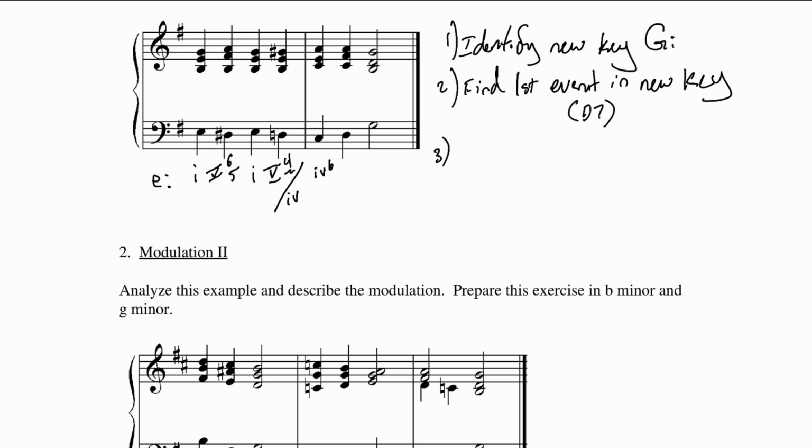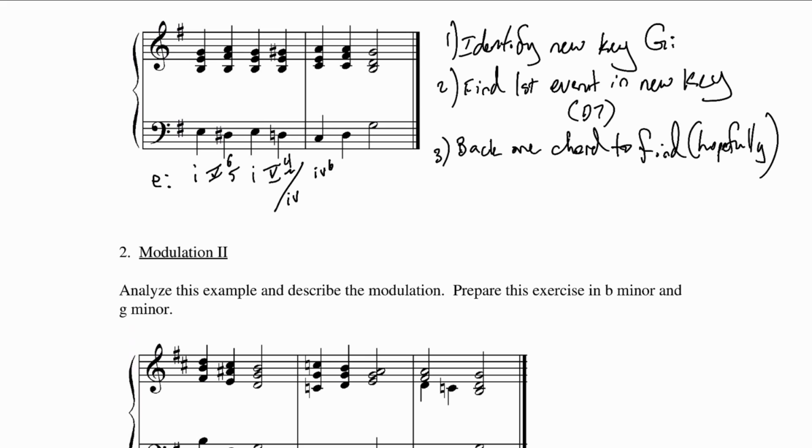And then your last step is to go back 1 chord to find, hopefully, and in the examples in chapter 18, definitely, a common chord, a chord that is in both keys. And so in this case, here's our first event in the new key. The book likes to call it the point of modulation. We go back 1 chord and hopefully we find a common chord.